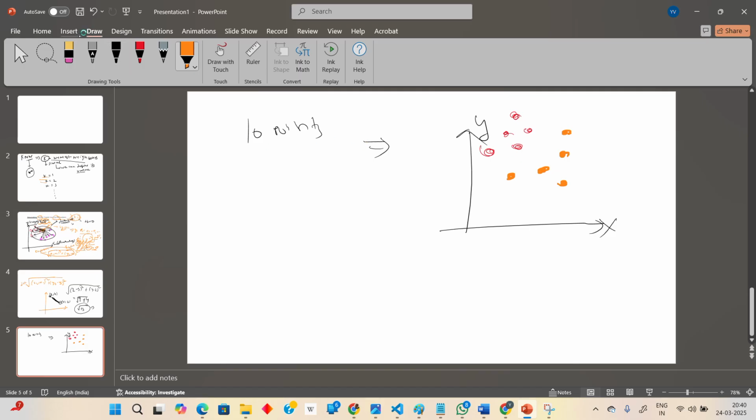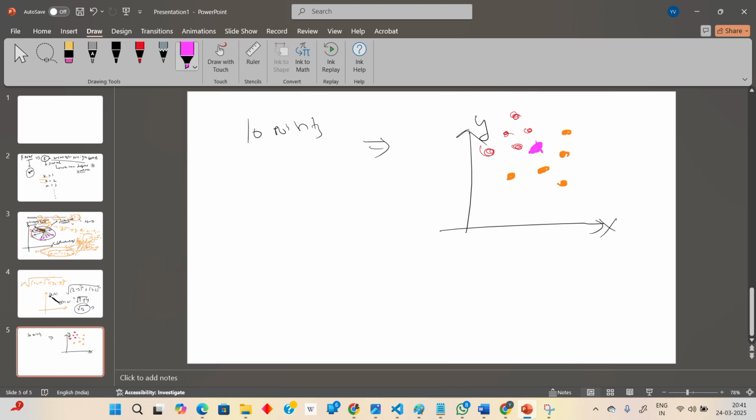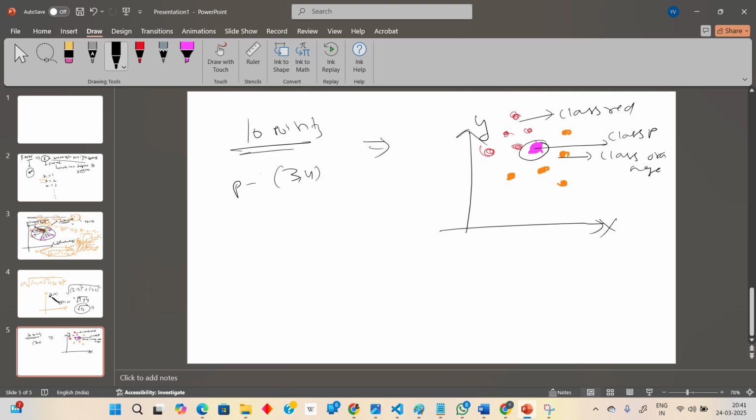And our new point is the purple one, which shines here. You can see this is the new point. This is class red. This is class orange. This is class P, which stands for purple. Now I have 10 points, and this is the point for which I want to know which class it belongs to. Let us consider this point is 3 comma 4, the point P.